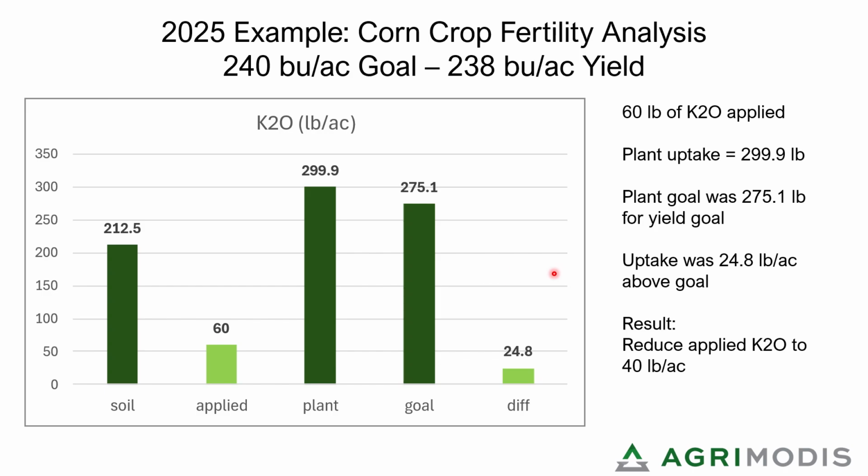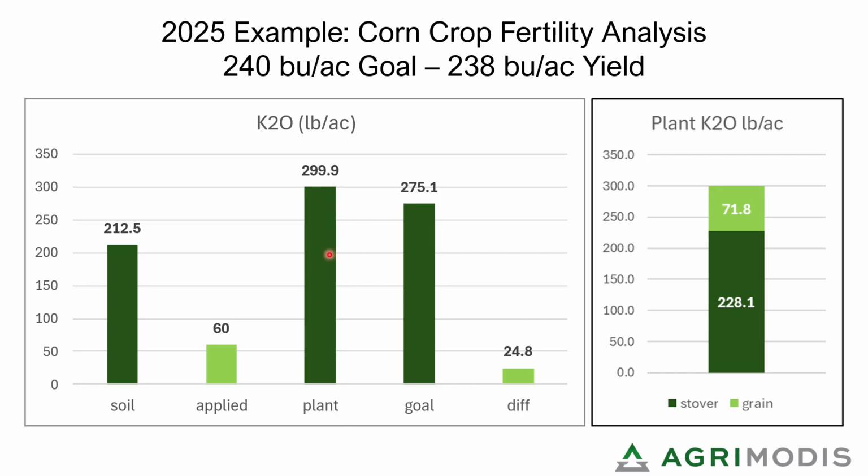Now, this is not the same field, but it's about the same situation. So I wanted to include this one also in the video just for a little additional K insight. In this particular case, the soil had 212.5 pounds of K2O, and this grower applied 60 pounds. Now the goal for the crop at 240 bushel an acre is 275.1 pounds total, but the crop pulled up 300 pounds, meaning we were about 25 pounds over. So what this grower is going to do is reduce that applied amount down to where they just have a little bit. We might only have 40 or 50 pounds of potassium chloride in the strip next year.